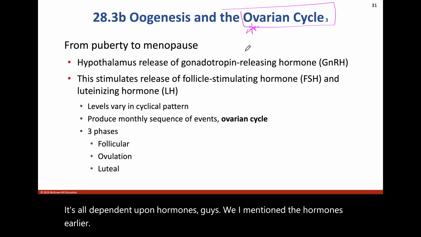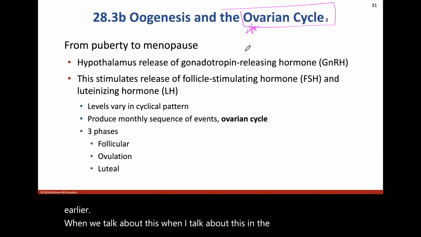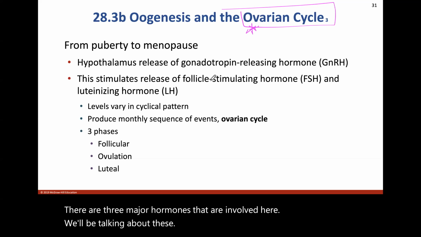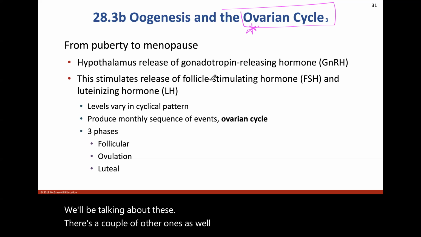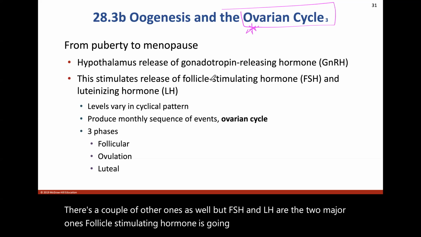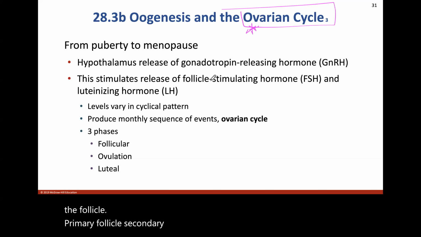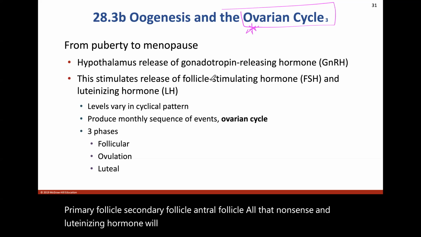When I talk about this in the recordings, there are 3 major hormones that are involved here. We'll be talking about these. There's a couple of other ones as well, but FSH and LH are the 2 major ones. Follicle stimulating hormone is going to cause the development of the follicle, primary follicle, secondary follicle, antral follicle, all that nonsense. And luteinizing hormone will be involved with the ovulation process.